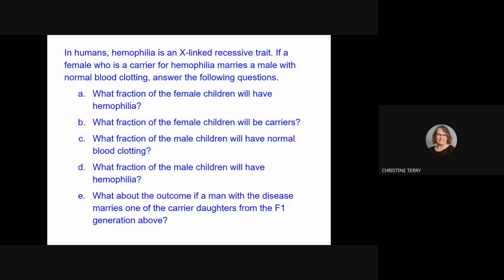So if we have a carrier female who mates with a male with hemophilia, then we see hemophilia showing up amongst the daughters. So it's not that females can't get X-linked traits. It's just less likely because they need to get that X chromosome from both parents. Okay.